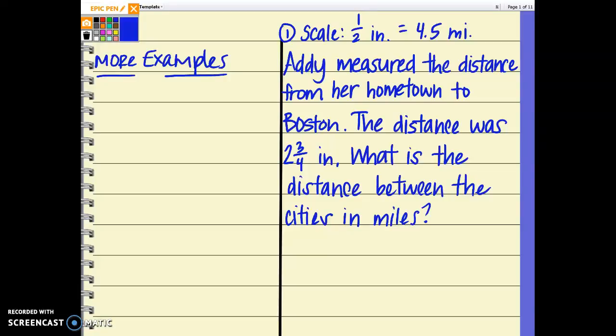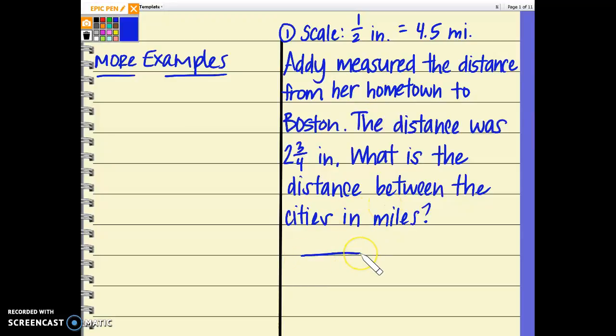Alright, so in this video we'll look at some more examples. So number one, we have a scale of 1/2 inch is equal to 4.5 miles. So we have Addie that measured the distance from her hometown to Boston. The distance was 2 3/4 inches. What is the distance between the cities in miles?